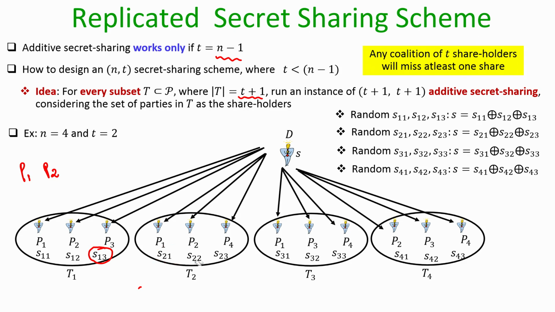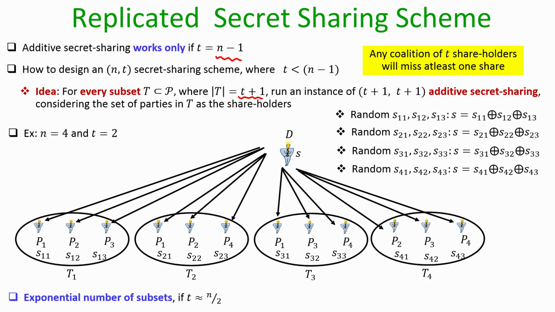So, it does not matter which subset of t parties get corrupt, based on their shares they fail to learn the actual secret S. Now you might be wondering that we now have a secret sharing scheme for any threshold t with respect to the value of n, but it turns out that this scheme is inefficient because the number of subsets of size t plus 1 is n choose t plus 1, which becomes an exponential quantity if t is approximately n over 2.